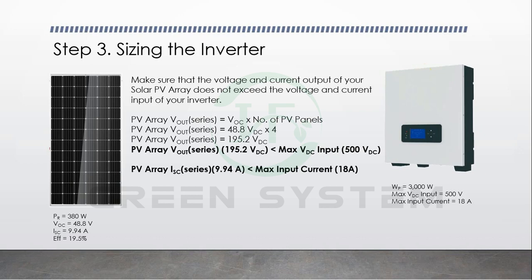That means for four solar panels connected in series, with each having a short circuit current of 9.94 amps, the current output of our solar array will still be 9.94 amperes. This is still lower than the maximum input current that our inverter is rated to, which is 18 amperes. So this inverter is still very much sufficient.